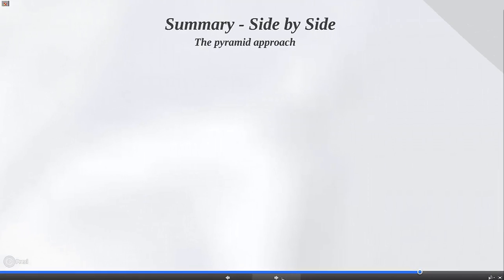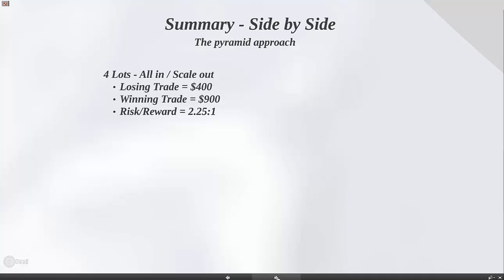So let's take a side-by-side comparison. Here it is. 4 lots, all in, scale out. Your losing trade was 400. Your winning trade was 900. Your risk reward is 2.25 to 1. Not bad, right? We'd all say, hey, if you give me 2.25 to 1, I'll take it.